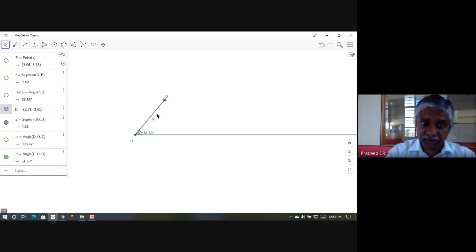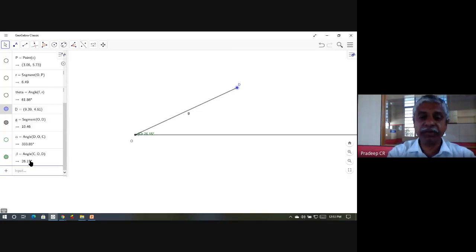So, giving the distance from a point and the angle with the initial line gives me polar coordinates. For example, if I want to specify D, I will tell you R is 4.36 and theta is 51.53 degrees. That is what I will tell for this D. If I want some other D, then I'll tell you 10.46 and 26.15.